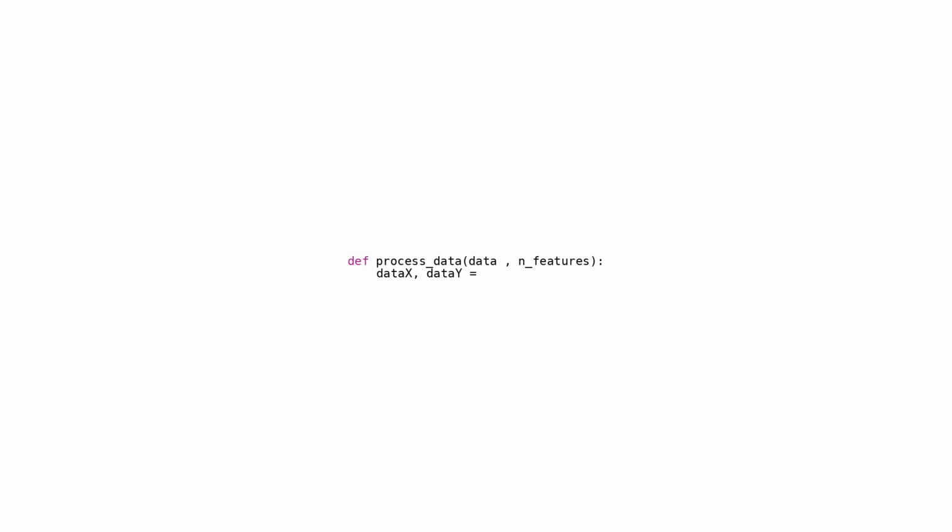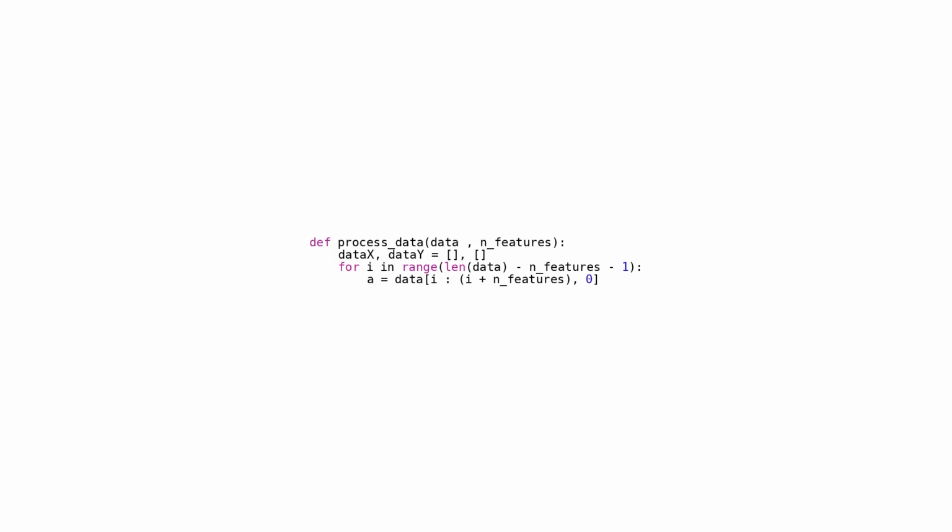1. Initializes two lists, data_X and data_Y, to store input and output data for the model. 2. Iterates through the input data array from index 0 to len(data) - n_features - 1. 3. For each iteration i, it slices the input data array to extract a sub-array of length n_features from index i. 4. Appends the sub-array to data_X. 5. Appends the next element in the data array after the sub-array, extracted from index i plus n_features, to data_Y. 6. Returns two numpy arrays, data_X and data_Y, as input and output for the machine learning model.